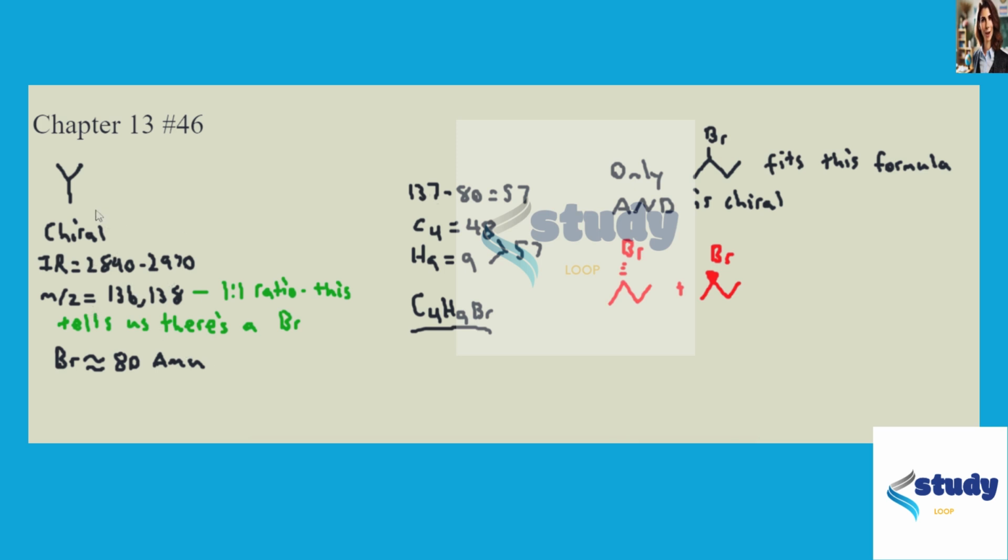The first piece of information we have is that molecule Y is chiral. The second is that there is an IR peak at 2840 to 2970. And lastly, we're told that there's an m/z of 136 and 138. Looking at that mass spec, we see that those two peaks are in a 1-to-1 ratio.